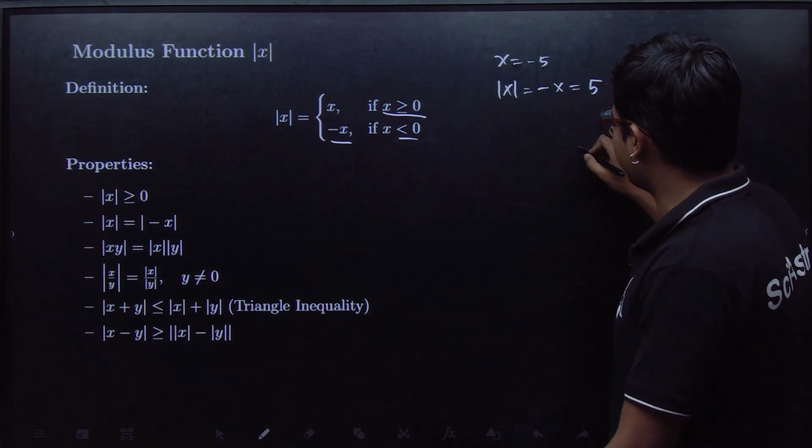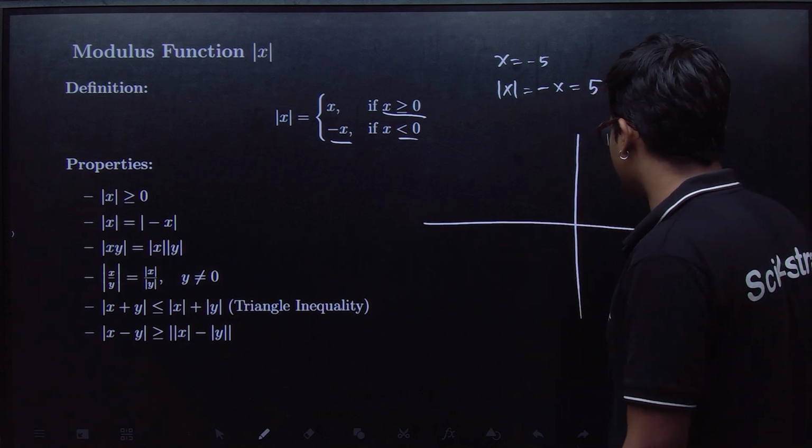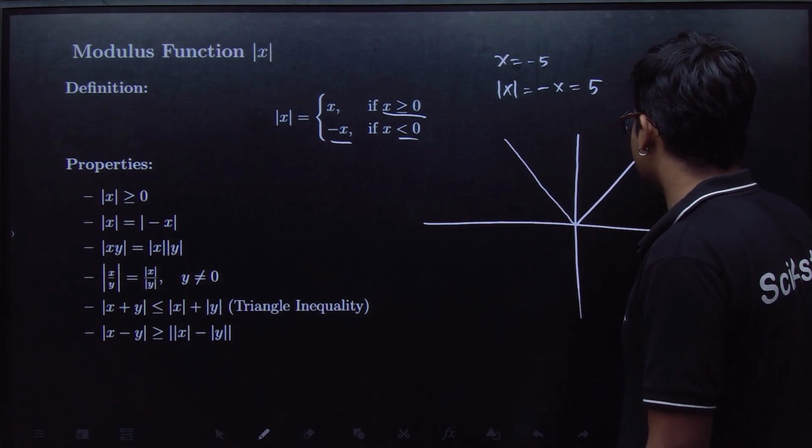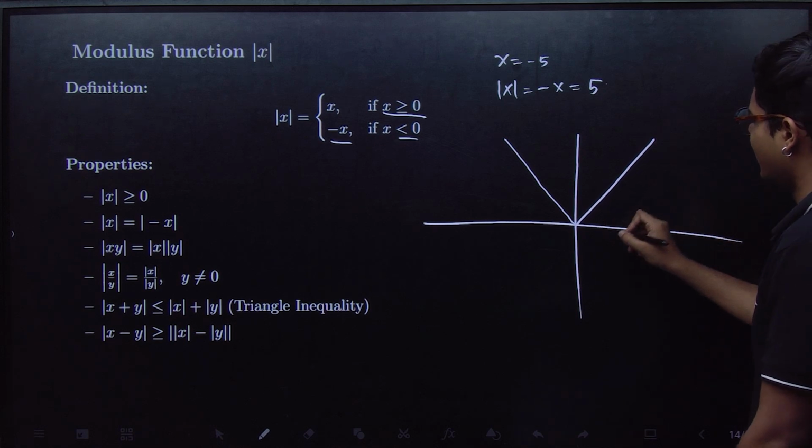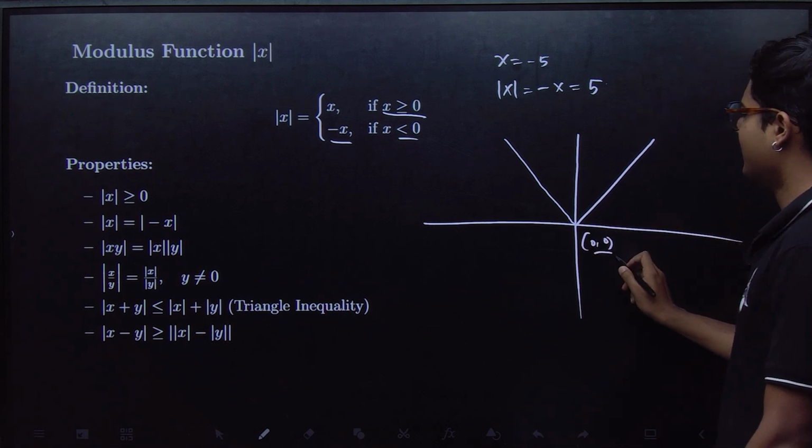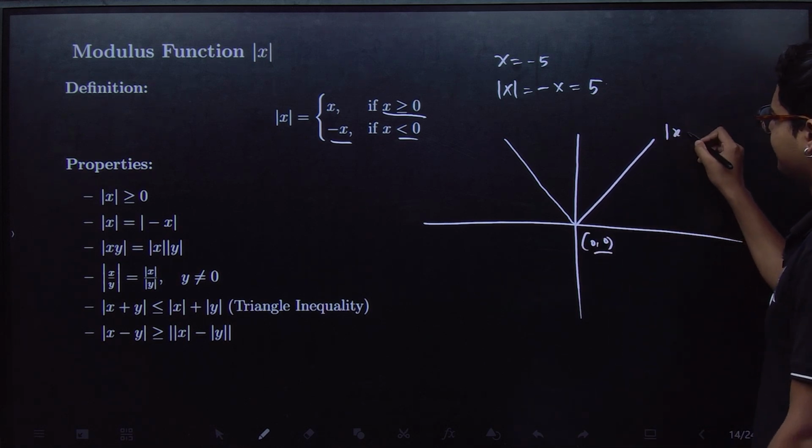And what does the graph of mod x look like? It basically looks like this. It's always positive, and it's symmetric about the y-axis. This point obviously is (0, 0). So this is what the graph of mod x looks like.